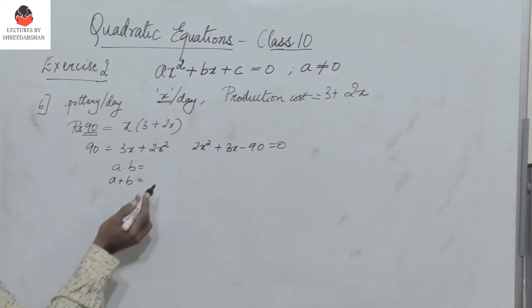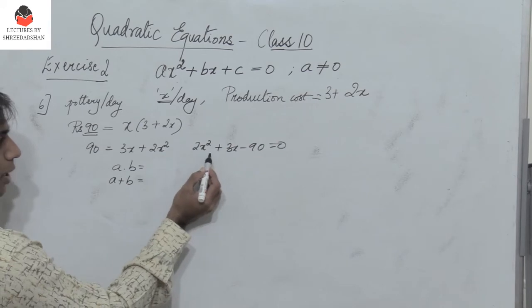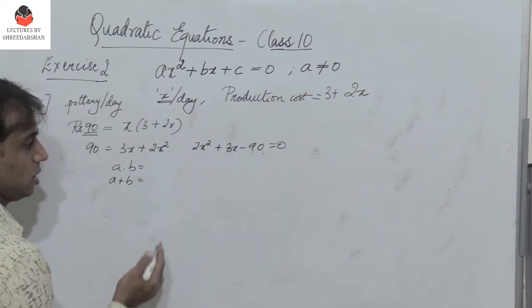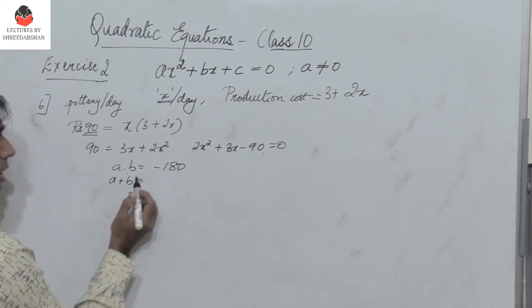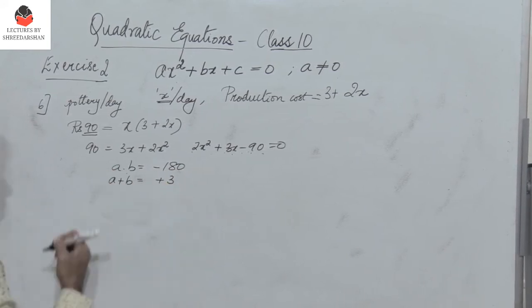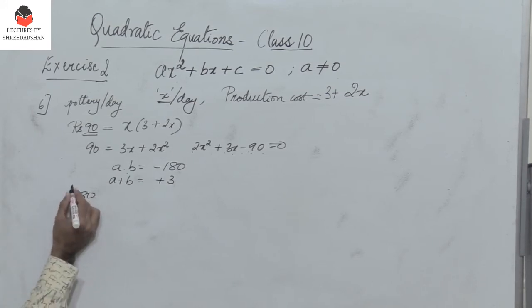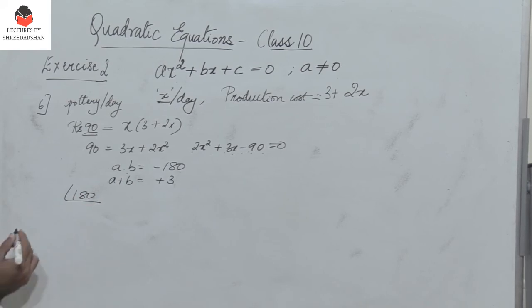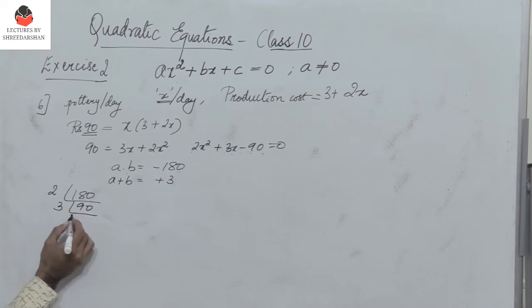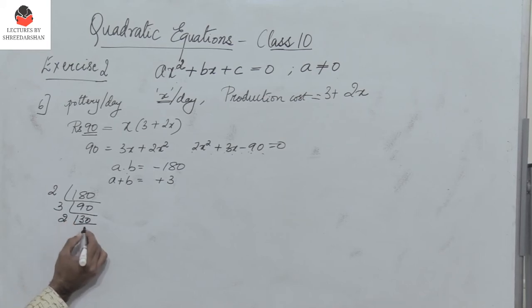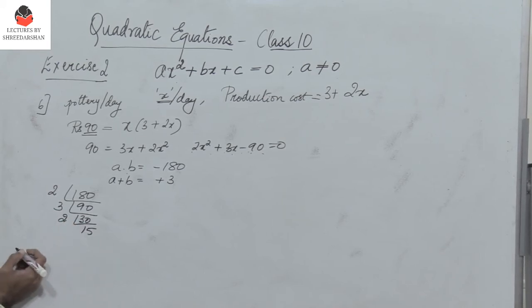So here what is being given? 2x square plus 3x minus 90 equals 0. So what is a into c? 2 into minus 90, which is minus 180. And then b is plus 3. So I need to find the two numbers. Let me consider 180. Let me divide it by 2, I get 90. Again let me divide it by 3, I get 30. Now let me divide it by 2 again, I get 15.